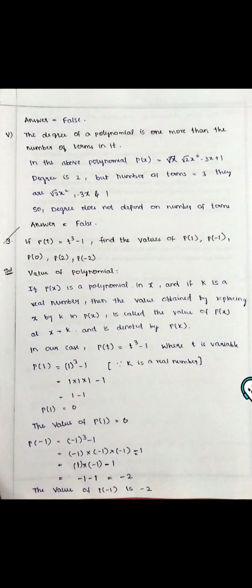Now, if we check p of minus 1: minus 1 whole cube, minus 1 into minus 1 into minus 1, minus 1. See to it once while you are doing this. Minus into minus 1 into minus 1 is plus 1, as we have studied earlier in our lower standards. Then plus 1 into minus 1 is minus 1. Minus 1 minus 1 is equal to minus 2. The value of p of minus 1 is minus 2.